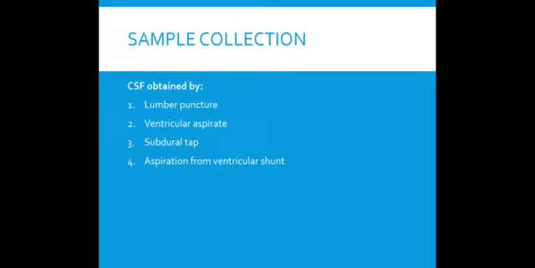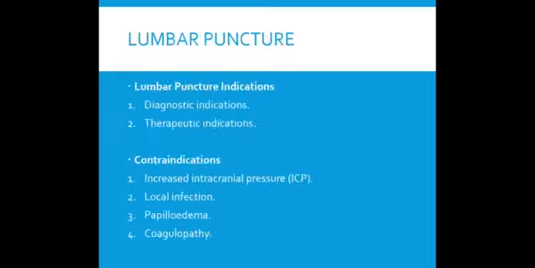I will explain how to collect CSF samples. CSF can be obtained by lumbar puncture, ventricular aspirate, subdural tap, and aspiration from ventricular shunt.